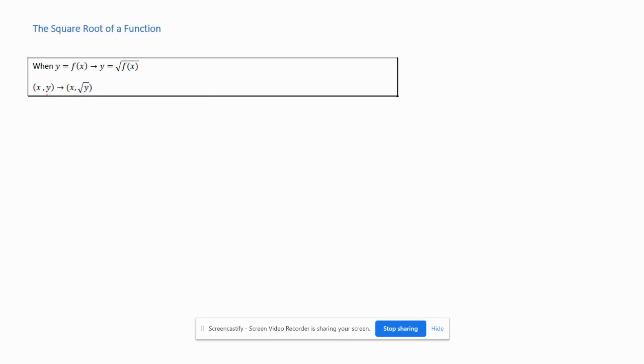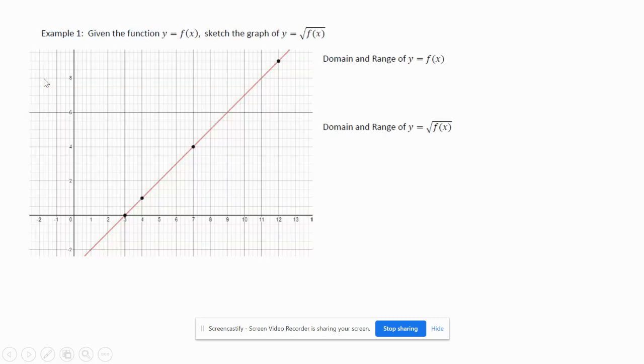If you have a point (x, y) on your original graph, y equals f of x, it becomes (x, square root of y). This is what the square root of the function is going to do. The x values stay the same, and we square root our y values.